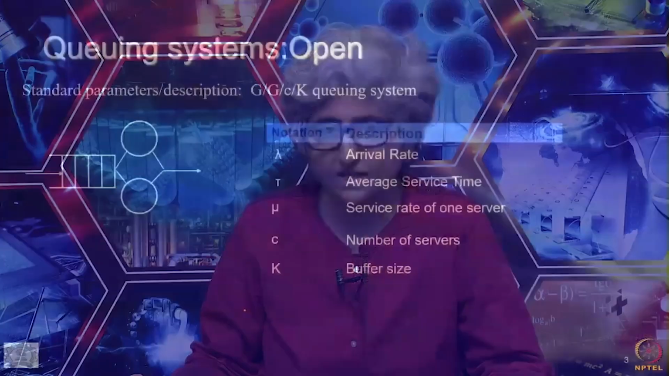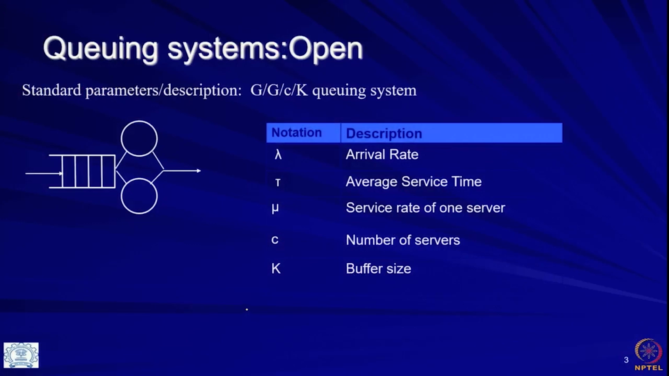So, as usual, I am just recapping whatever you have learned in the previous lectures. This is the notation: arrival rate, lambda, tau, mu, c, k. By now you should really know what all of these things mean. This is the arrival rate, the service time, the number of servers c, the buffer size k, and the rate at which each server goes, mu.